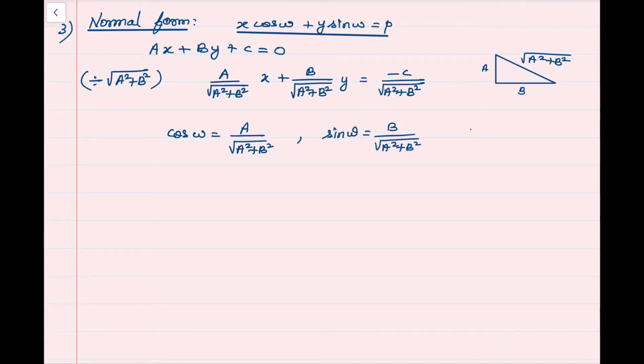And p, that is length of the normal, is equal to c divided by root of a square plus b square. It can be taken as minus c or plus c, but it should be a positive quantity because length of the normal is a distance. Therefore, this quantity should be kept as positive in the normal form. If it is negative, we have to change the sign of the whole equation. So, we have to select an appropriate sign for cos omega and sin omega so that p is a positive quantity.